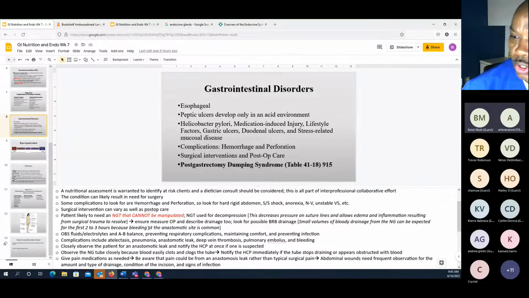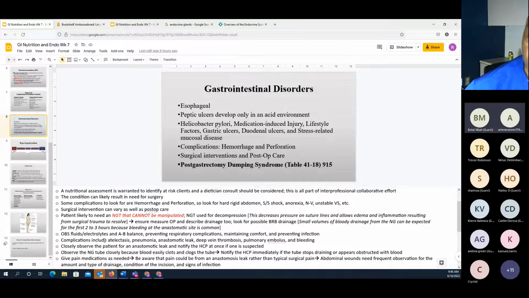Here we're measuring the drainage, and we're looking for possibly bright red blood that needs to be reported to the physician. Small volumes of bloody drainage from the NG can be expected for the first 2 to 3 hours because there's some bleeding at the anastomotic site. That's pretty common. But if you get bright red blood, then that's a problem, and it does need to be reported to the physician ASAP, or stat really.